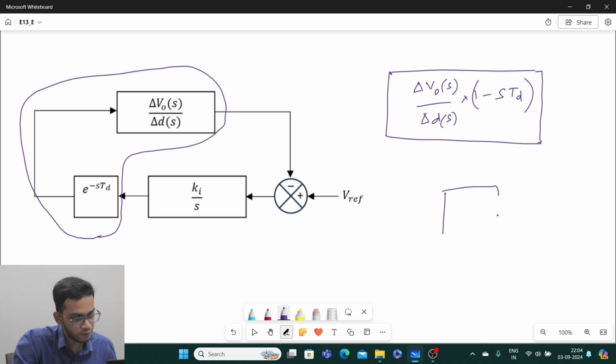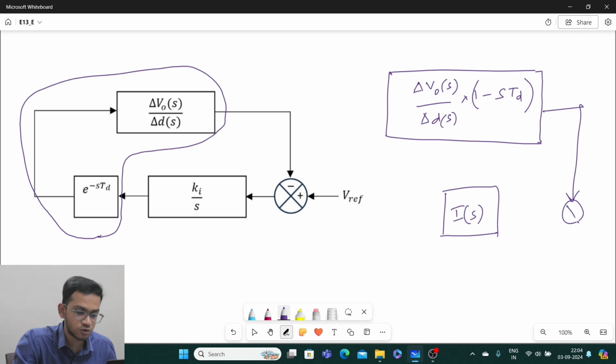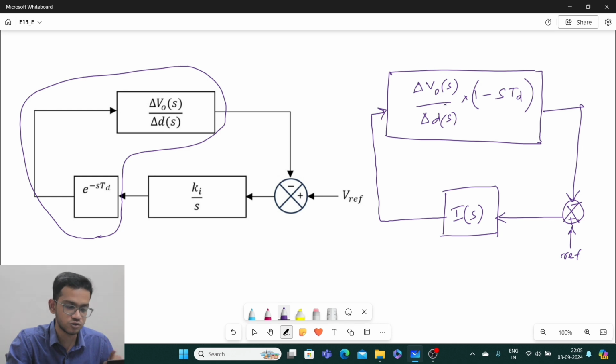And then I am going to have an integral controller I of S in my MATLAB, and just like we did in the second episode of this entire series, we are going to give a reference signal, produce an error, and then instead of having just del V naught of S by del D of S, we are going to have the effect of delay also. And now we are going to tune this controller using PID tuner app, using the auto tuning facility provided by MATLAB.